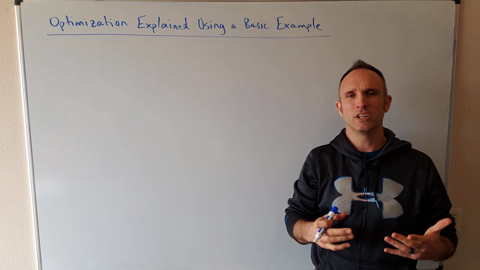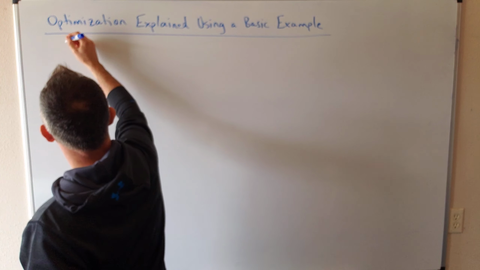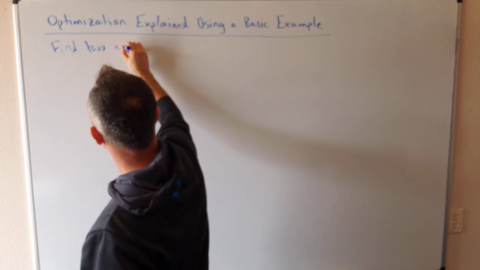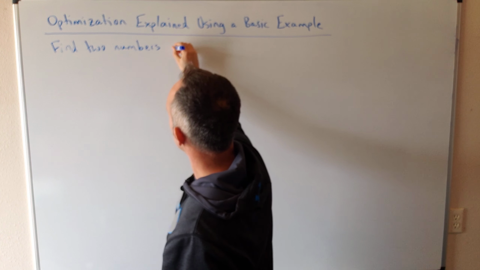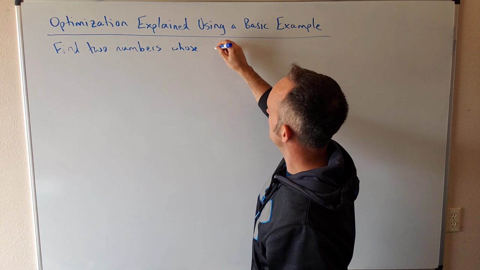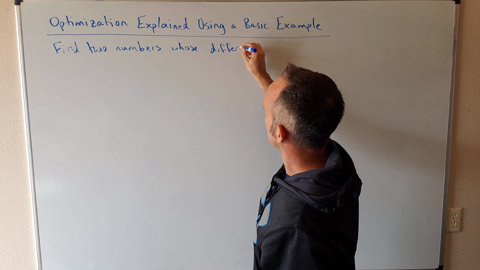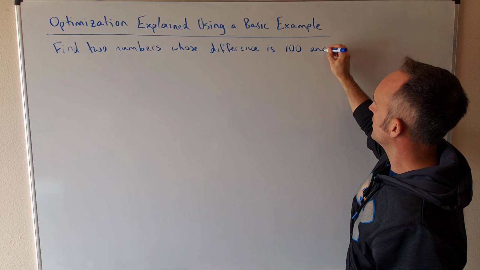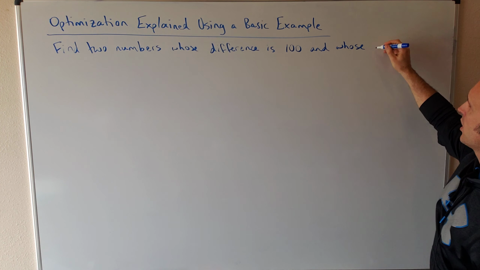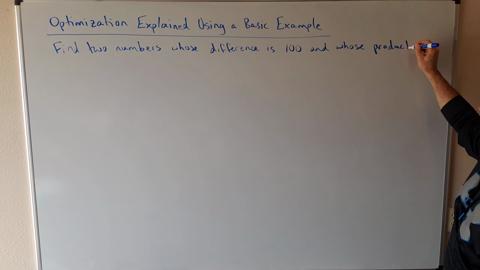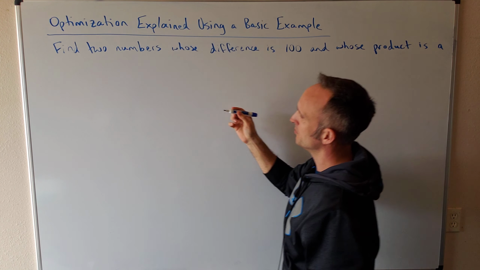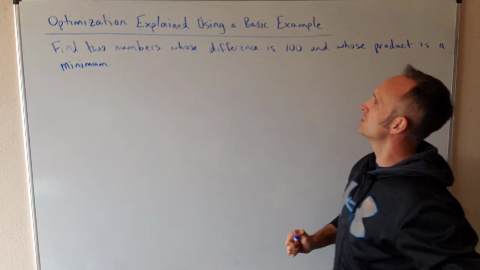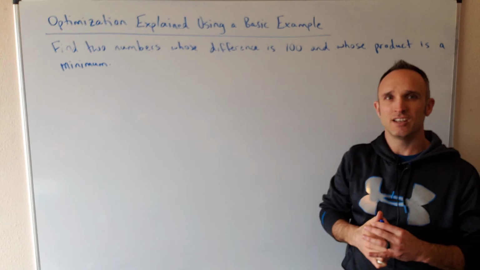So the question we're going to try to answer is this one. Find two numbers whose difference is 100 and whose product is a minimum. Okay? Find two numbers whose difference is 100 and whose product is a minimum.